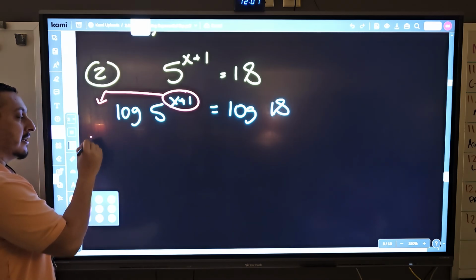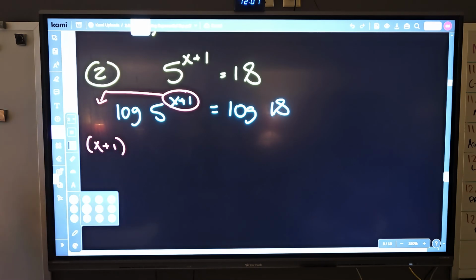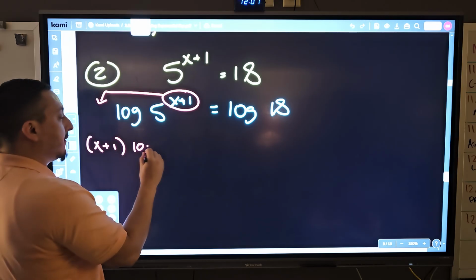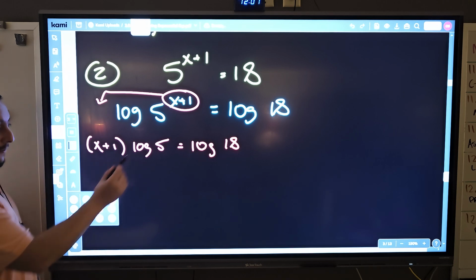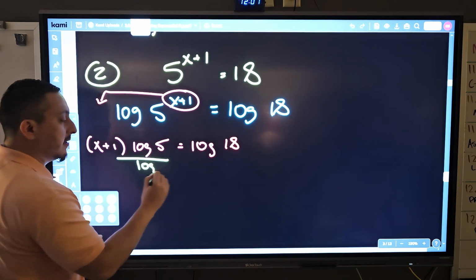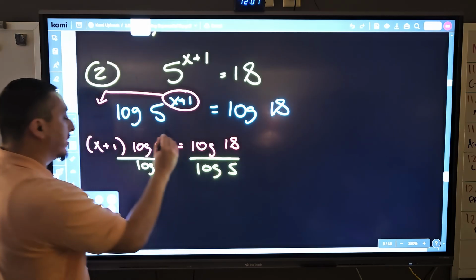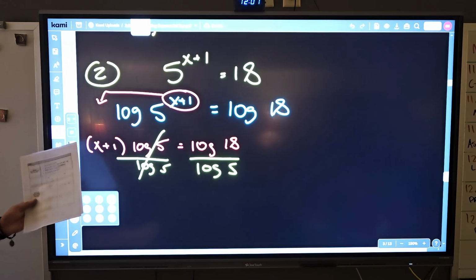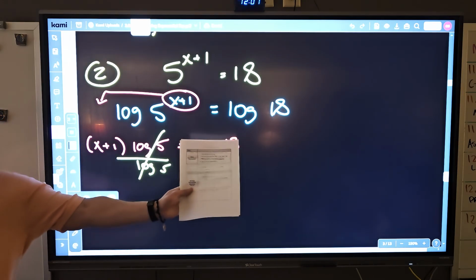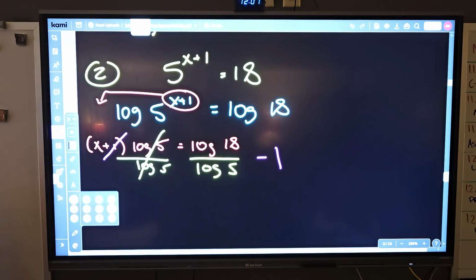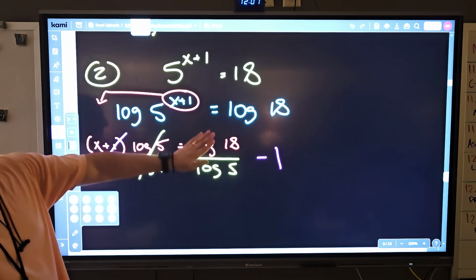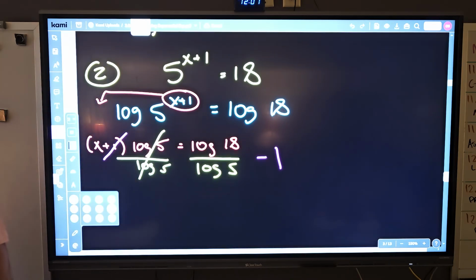Now on this one, I do want to put it in parentheses because I'm multiplying the binomial, both the x and the 1. Okay. So again, log 5 is just a number. Log 18 is just a number. So I'm multiplying this times this, so I can divide this. And then I'm going to move the plus 1 to that side, right? So plus 1 becomes minus 1. And that's your x. X equals that. Okay. Again, on your calculator, you just divide these and subtract 1. And that'd be your answer.